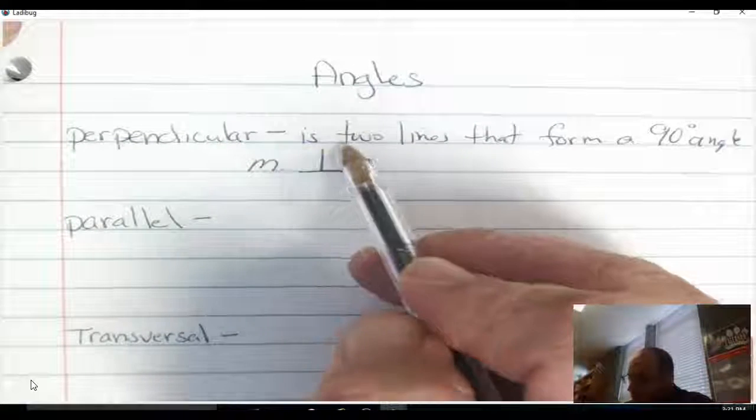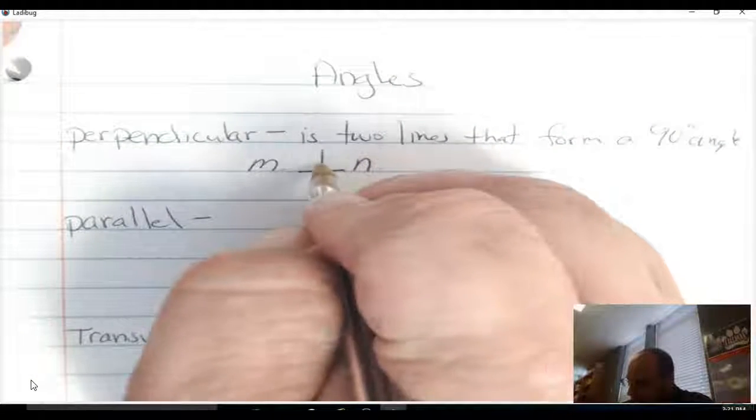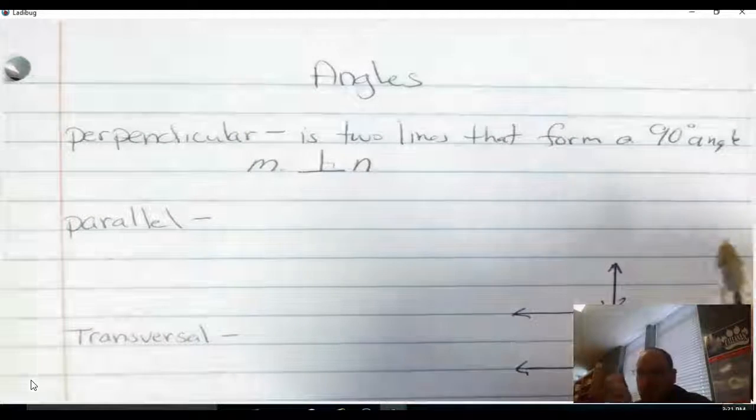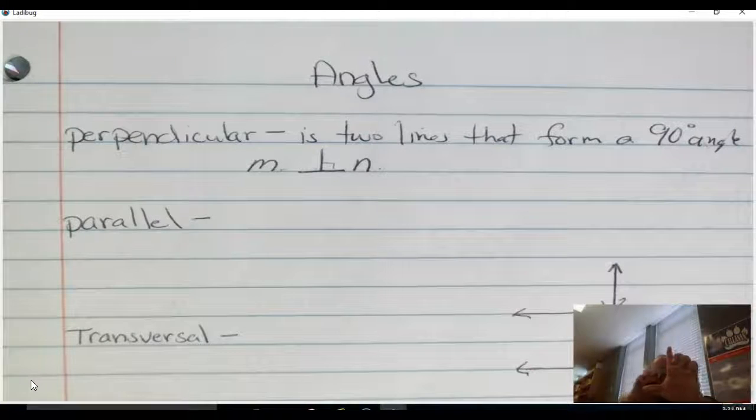So again, perpendicular is two lines that form a 90-degree angle. And so the 90-degree angle will be right here. So it looks like a right angle. If you make an L with your finger or your two fingers, this is a 90-degree angle right here.